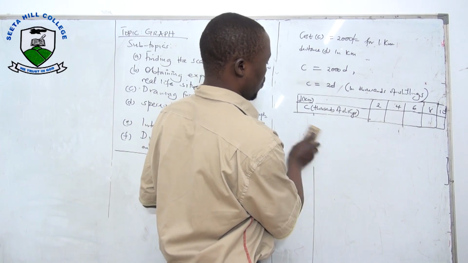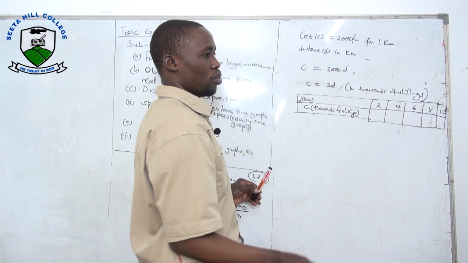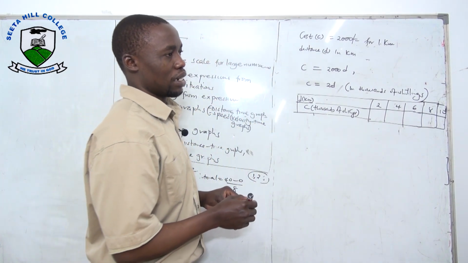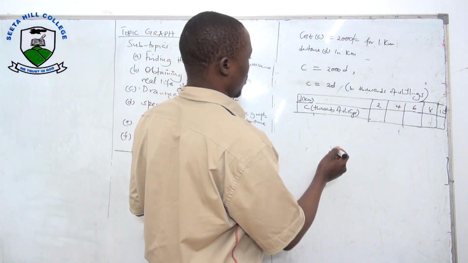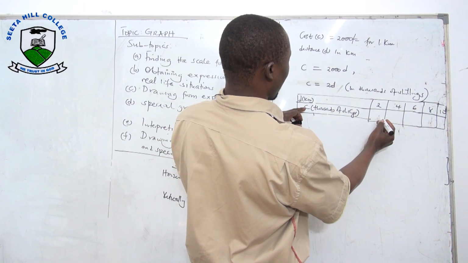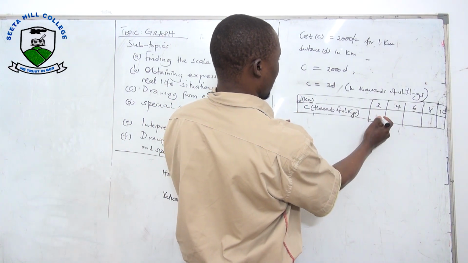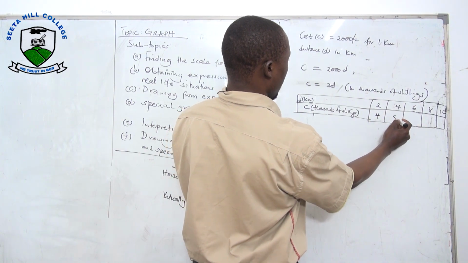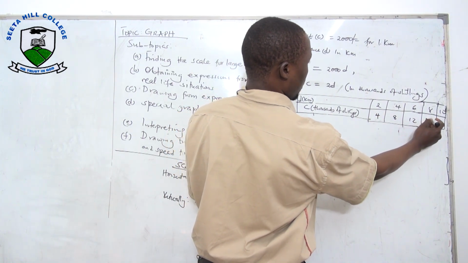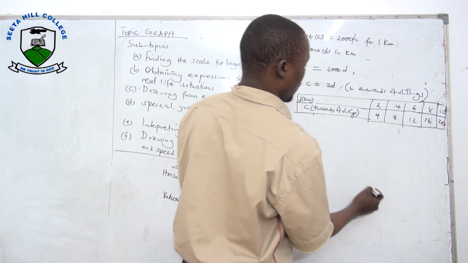Follow the equation. C is vertical, D is horizontal. I don't know whether I've answered you, mathematician. You have answered, mathematician? Okay. What is the cost here? Okay, that is 4, 8, 12, 16 and 20.